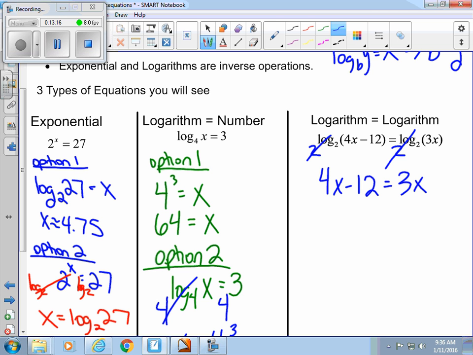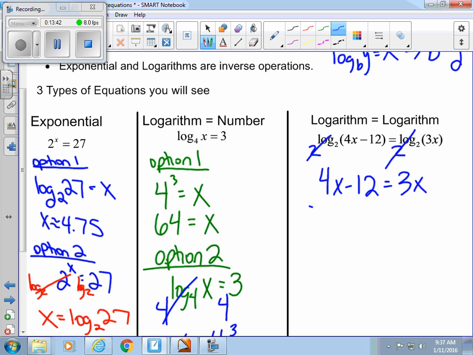Does everyone agree with that? Those two logarithms are equal. The insides have to be. So anytime you have a logarithm equals a logarithm, they do have to be the same base, but ignore the logarithms and set the insides. If they are not the same base, it will probably become a calculator problem, which we'll talk about in a second. Okay, now what do I do?